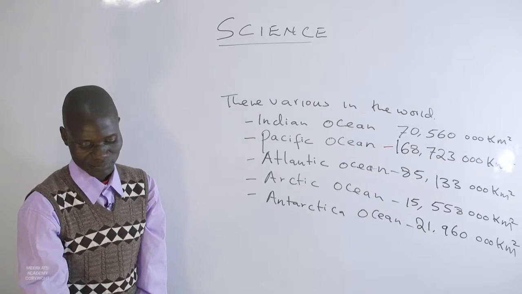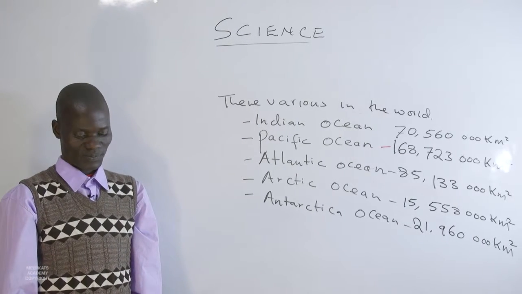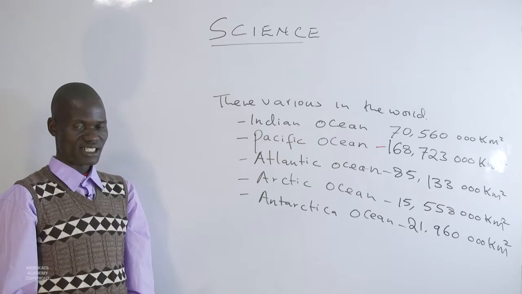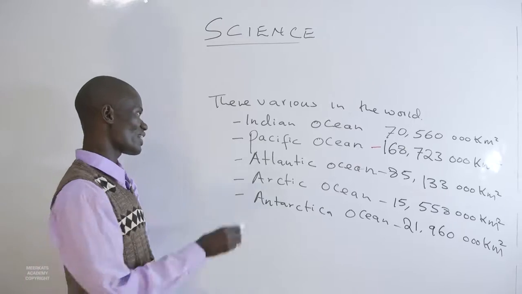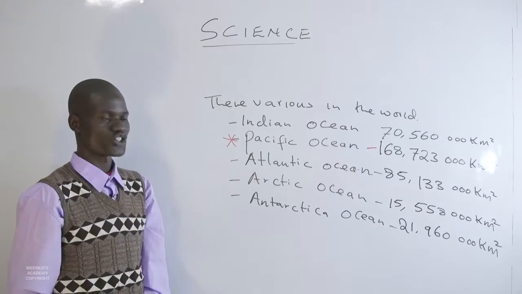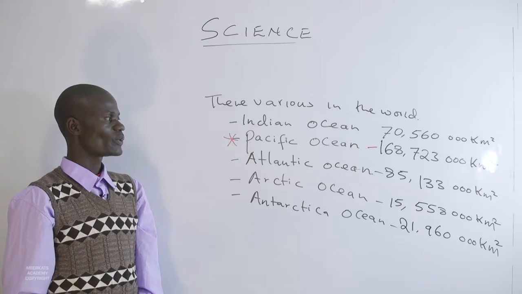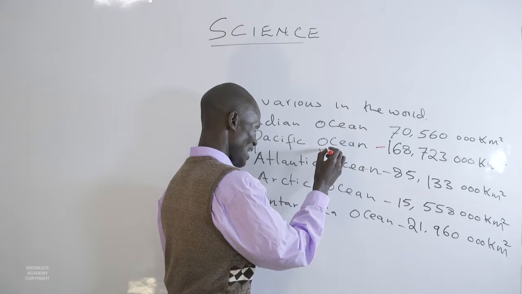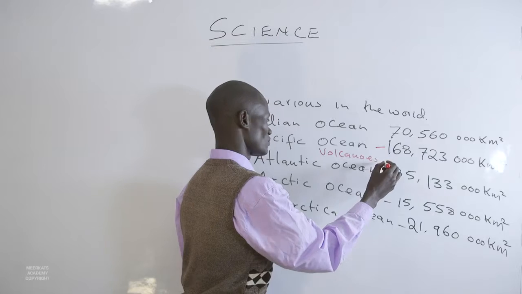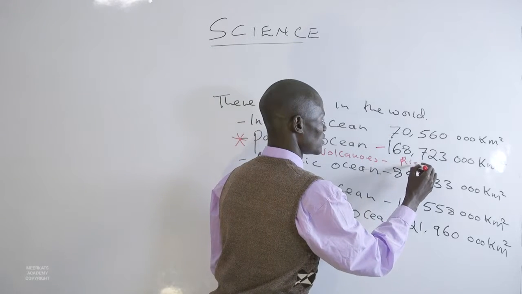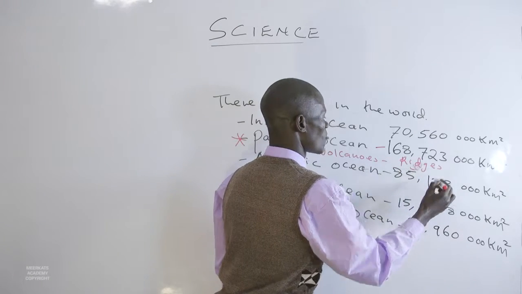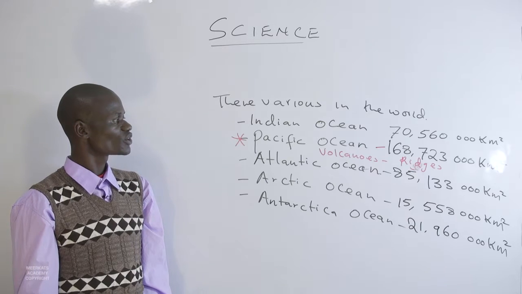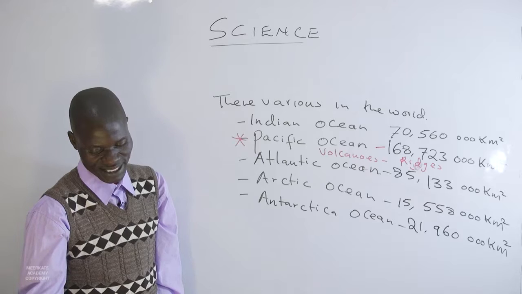When we look at these various oceans, every ocean has various mountain ranges that are also associated with the Ring of Fire. But specifically, when we study the largest ocean, that is the Pacific Ocean, we will have more than 400 volcanoes and ridges. These volcanoes and ridges are the ones that are also linked or associated with the Ring of Fire.